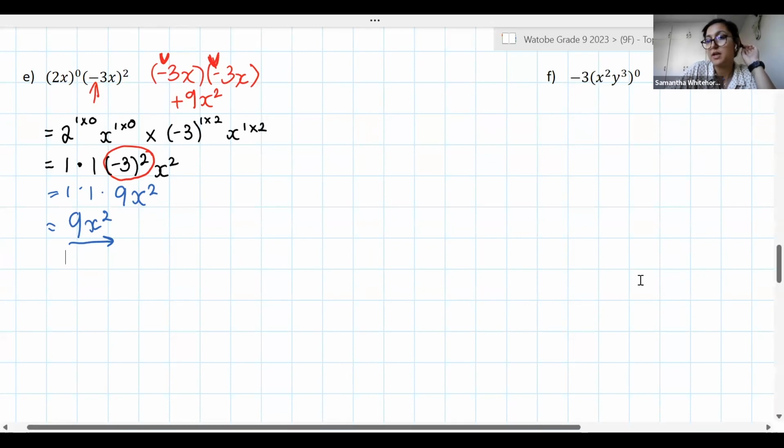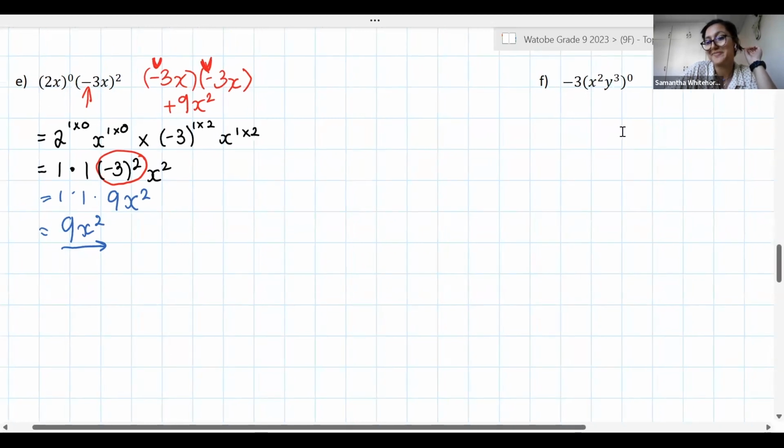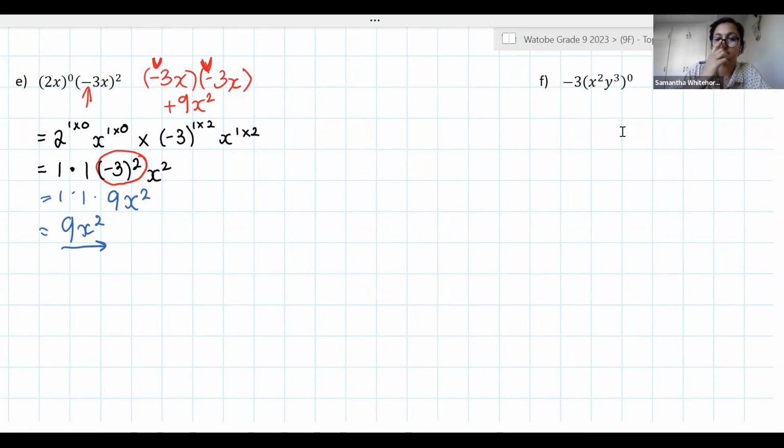Okay, Esther, do you want to help with F? Yes, ma'am. Okay. So any non-zero expression raised to the power of 0 equals 1. Okay, perfect. So -3 times 1 is -3. Perfect.